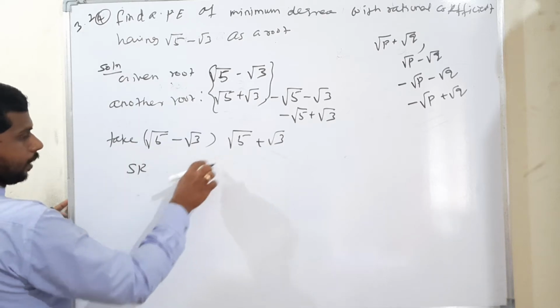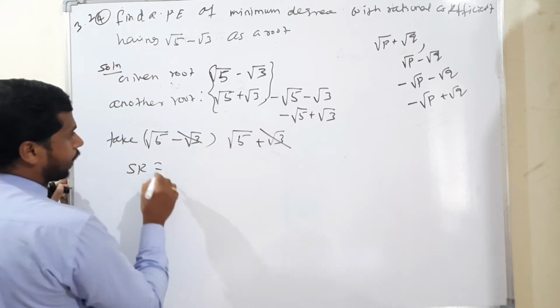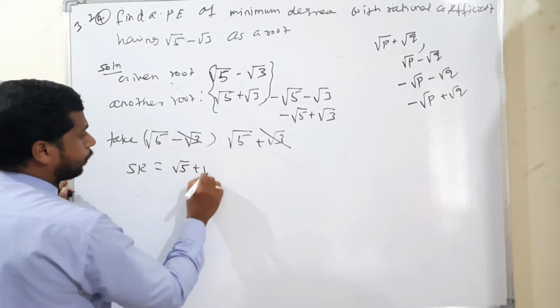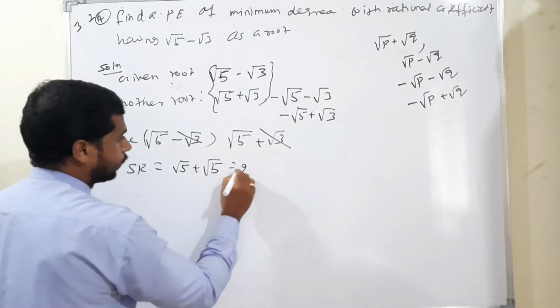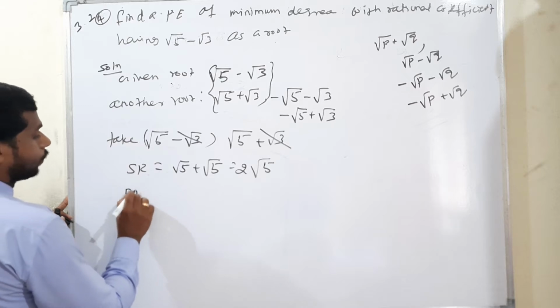So from this, taking the two roots, what will the sum of the roots be? Minus root 3 plus root 3 cancel, so root 5 plus root 5 is equal to 2 root 5. Now, what is the product of the roots?